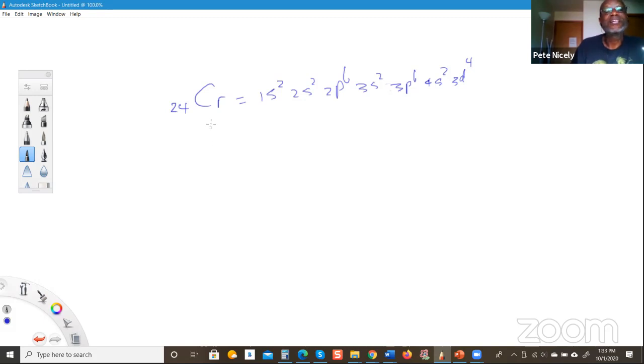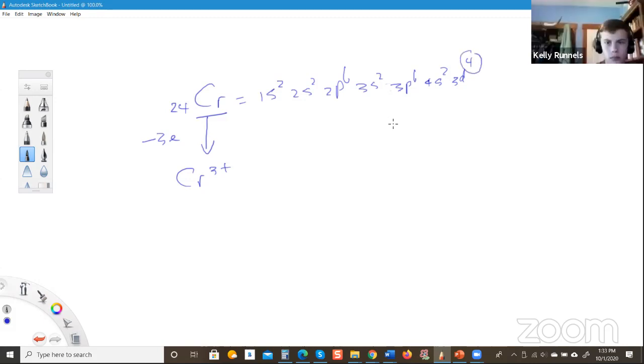Now, let's say you want to form the chromium 3 ion, Cr3+. In order to do that, you'd have to lose 3 electrons from the chromium atom. You might be tempted, and I can completely understand why, to start subtracting electrons from here. But let me go back to the slide which I just left.